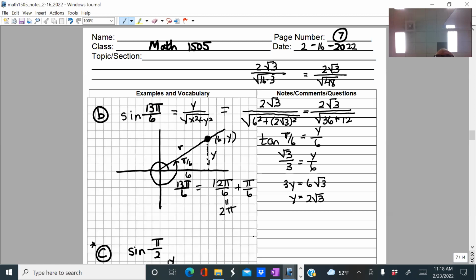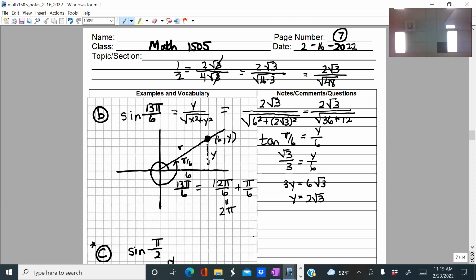Wow, what is this coming out to be? So I get 2 square root of 3 over, you can extract the square root of 16, which is 4. These divide out, and oh, how nice, it's 1/2. Finally, after all that, sine of 13 pi over 6 is just 1/2. Is that the same as sine of pi over 6? What's the sine of pi over 6? 1/2. Yeah, we could have seen that to start with, right?